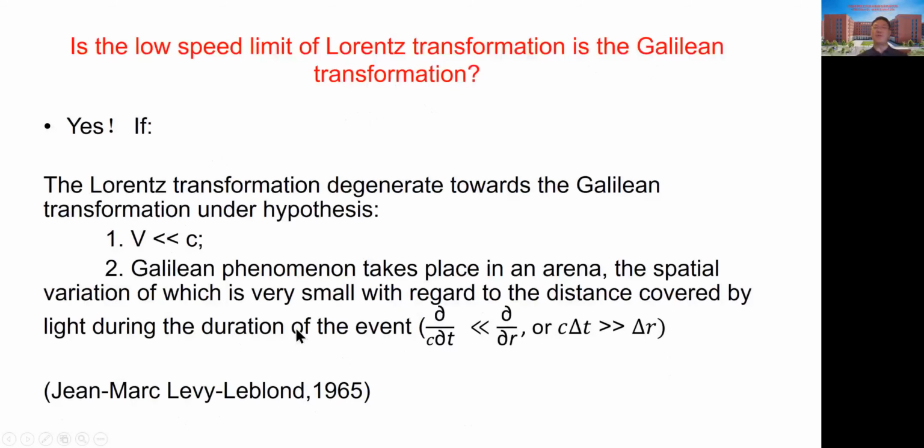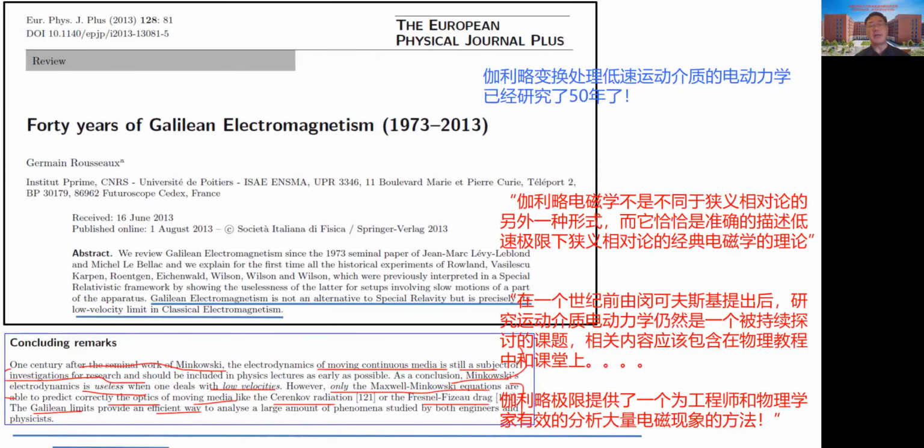That means the spatial scale we care about is much smaller than the distance traveled by light during the duration of the event. During this event, light can go very far, to the other side of Earth. That's very possible in engineering problems. So in our engineering applications, we can safely use the Galileo transformation, which is an excellent approximation here. Galileo transformation has been used by Europeans for many years. They call this 40 years of Galilean electromagnetism. They conclude that using this Galileo transformation, they can deal with electromagnetism of moving media to very good accuracy. And here's the conclusion from this review article.